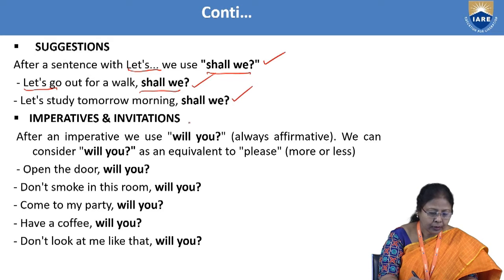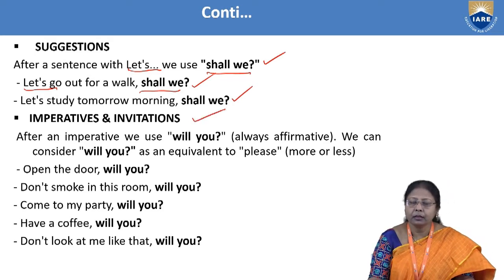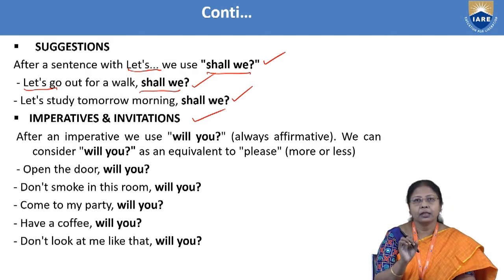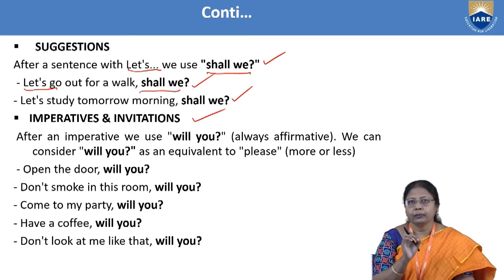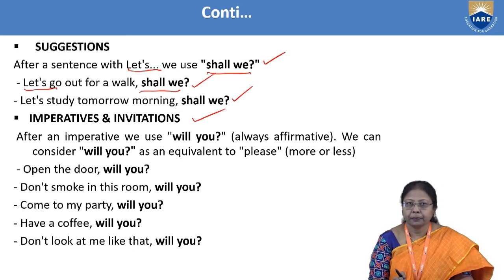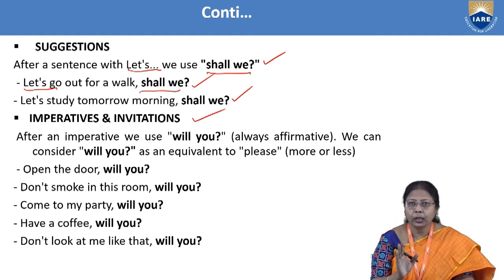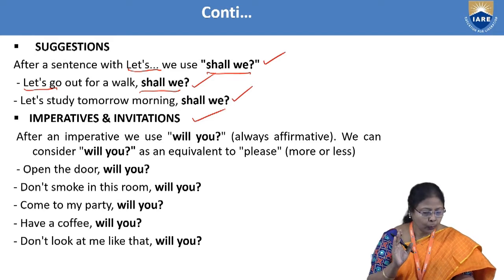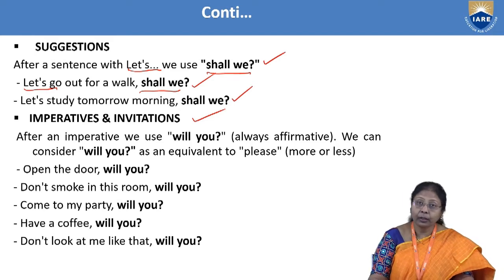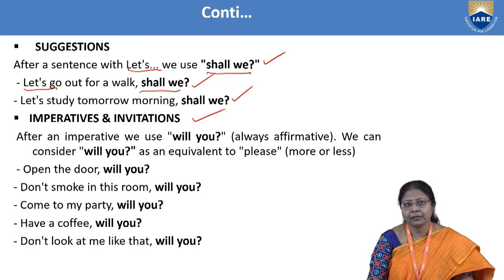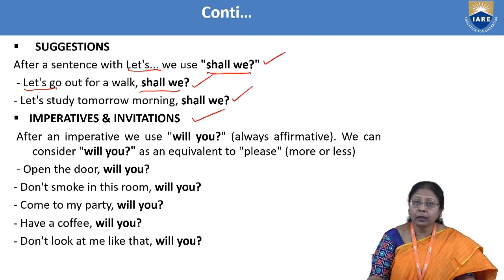Next one, imperative sentences. What are imperative sentences? Commands, suggestions, requests. All these are imperatives. After these imperative statements, we get the question tag "will you". This is also another exception. After an imperative, we use "will you". We can consider "will you" as equivalent to please. Will you please open the door? That comes under request, isn't it?